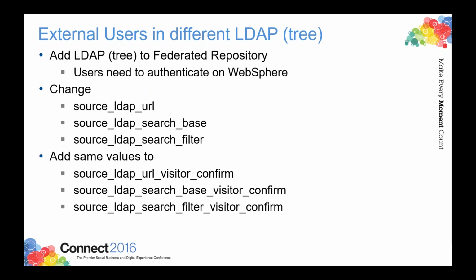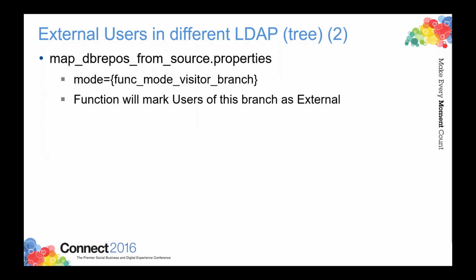We need to change source LDAP URL, search base, and search filter, and then we have to set the same values for source LDAP URL visitor confirm and search base, search filter visitor confirm too. This shows TDI that these are external users. And within MapDB repos properties, we need to set the mode to func mode visitor branch. So on the next sync all DNS run within tdisol, it will mark our users of this LDAP tree as external. That's the easiest way when you want to use an LDAP tree.